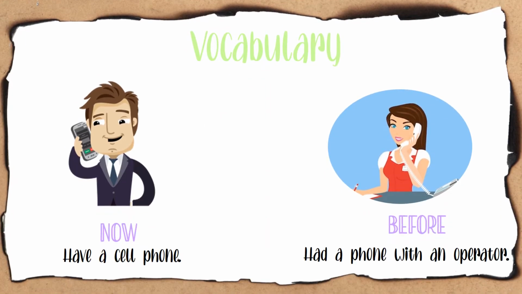Now people have a cell phone. Before, people had a phone with an operator. Please repeat. Now people have a cell phone. Before, people had a phone with an operator.